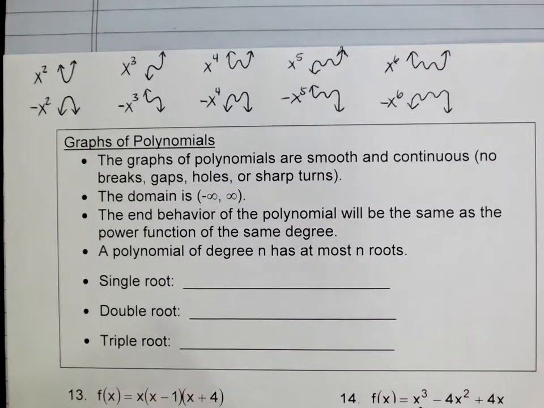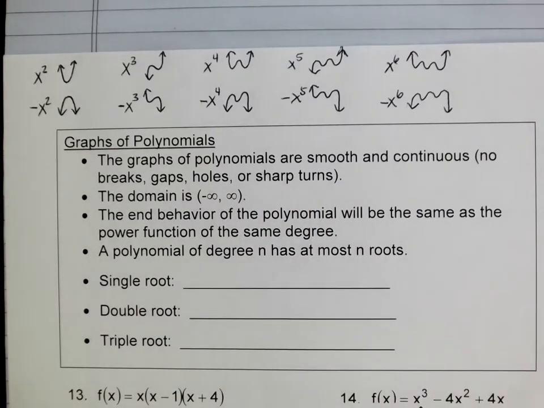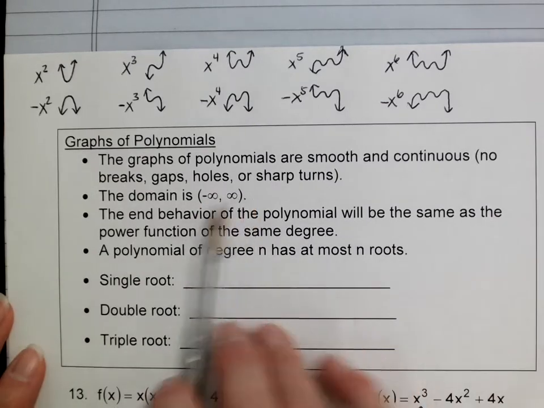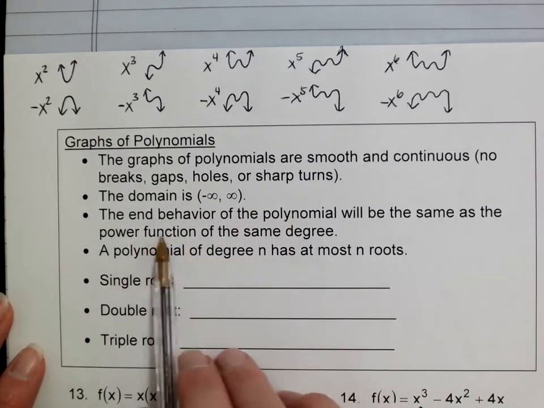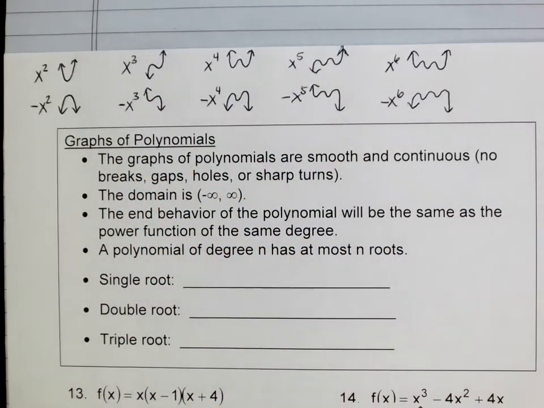So knowing the degree of your polynomial can tell you a lot about what the shape is going to look like. The other thing that's going to tell you a lot are your roots. Looking at these little notes, they're going to be smooth and continuous. You're not going to have any crazy turns or holes or breaks or gaps. Domain is infinite, all real numbers. The end behavior is going to be the same as the power function of the same degree. That's what we're talking about here, our end behavior.